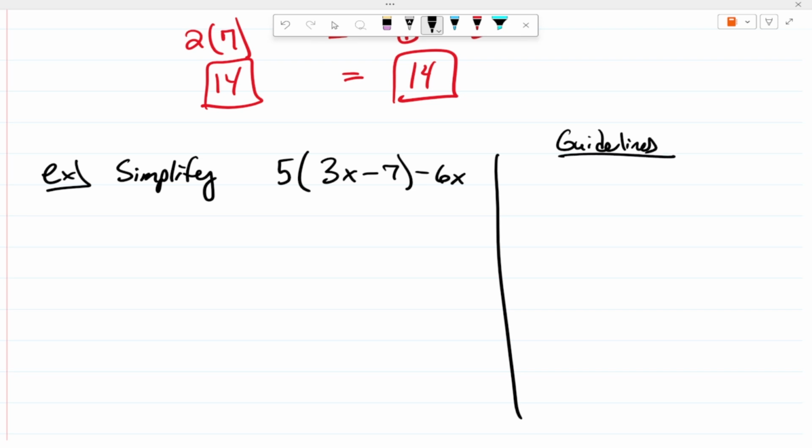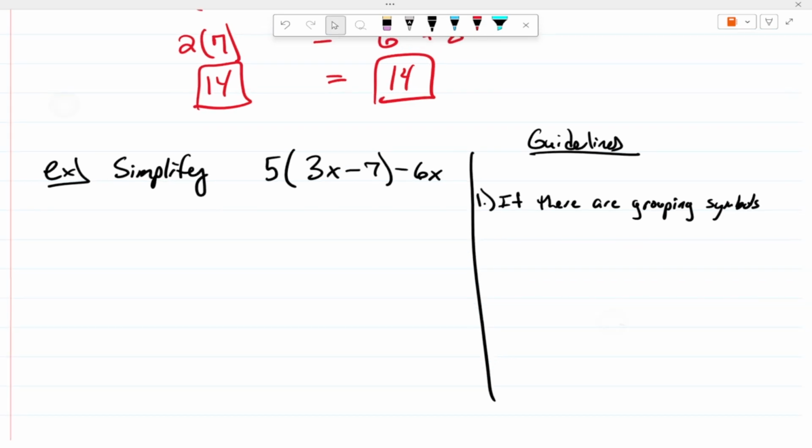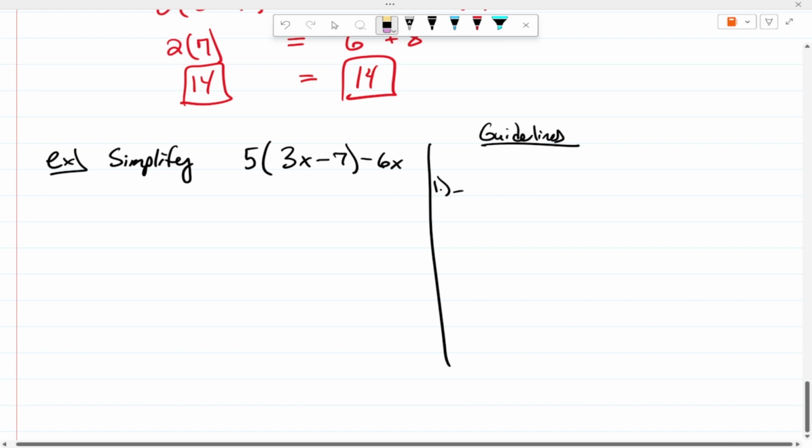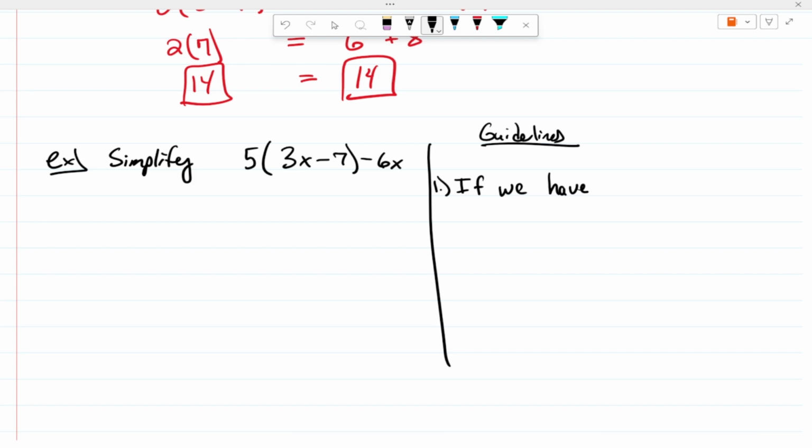All right. First thing, if there are grouping symbols, then distribute to remove them.